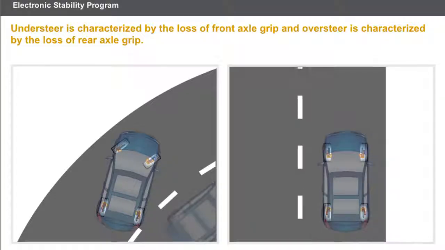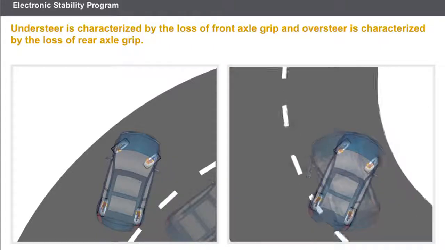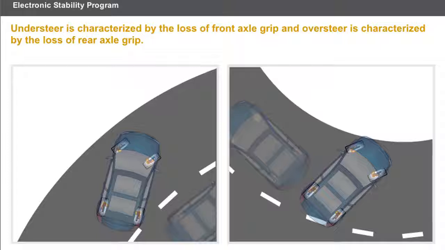Oversteer is characterized by the loss of rear axle grip. Oversteer may be caused when the accelerator pedal is released suddenly when cornering. The vehicle then departs from its path and moves towards the inside of the corner. In extreme cases, this may be revealed by the vehicle spinning.